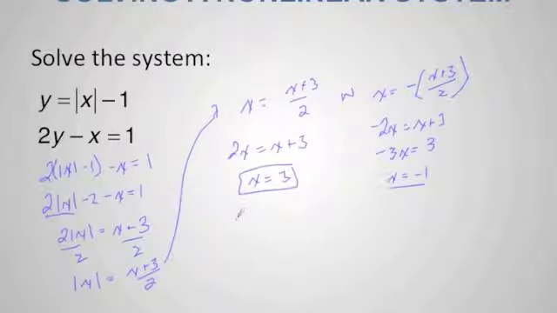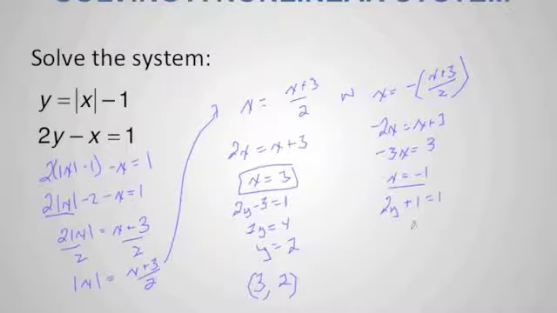And I'm going to go to the bottom equation for that. So 2y minus 3 equals 1, 2y equals 4, and y equals 2. One proposed solution is 3, 2. And then using the x of negative 1, 2y plus 1 equals 1. So 2y will equal 0, and y equals 0. So negative 1, 0 is the proposed solution.